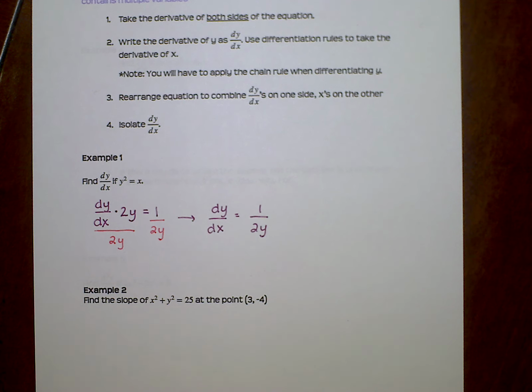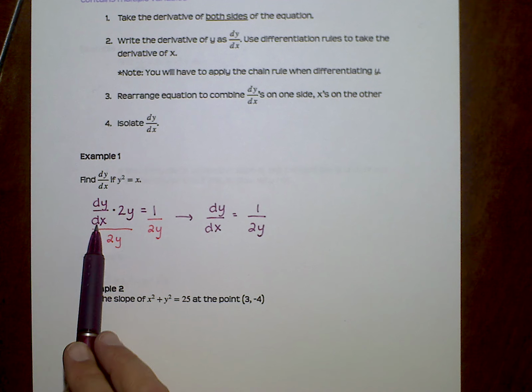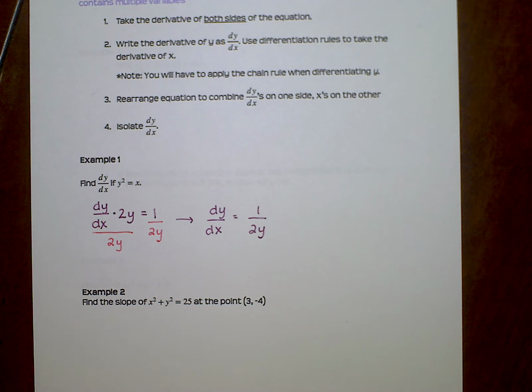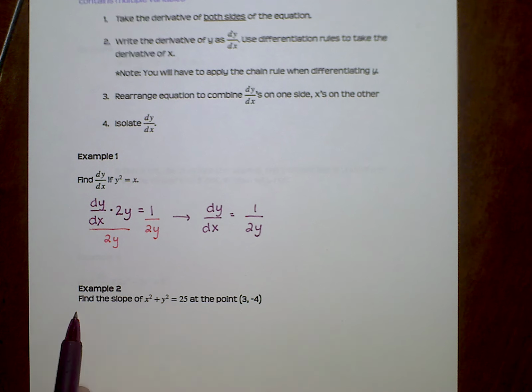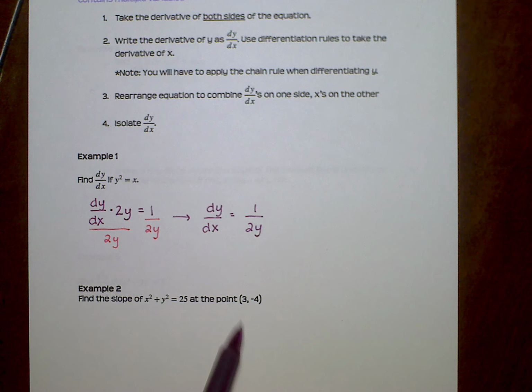That's my derivative. Okay? So we're going to have x's and y's in play here, and the dy/dx is going to pop up somewhere, and our goal is to get it alone. So let's try it with the next one. x squared plus y squared equals 25. I'm finding a slope, so that's what tells me I have to find a derivative. We'll deal with the specific point in a minute.